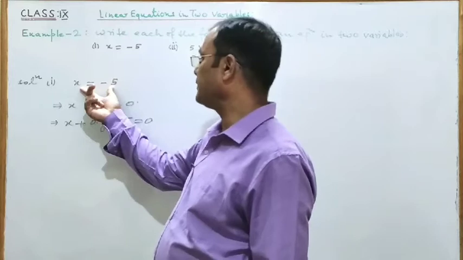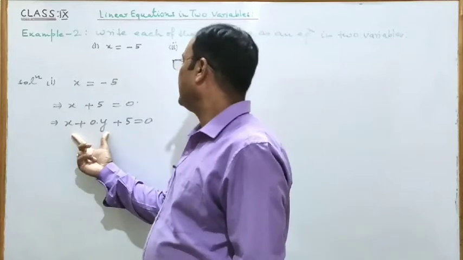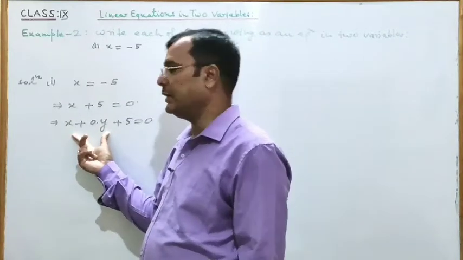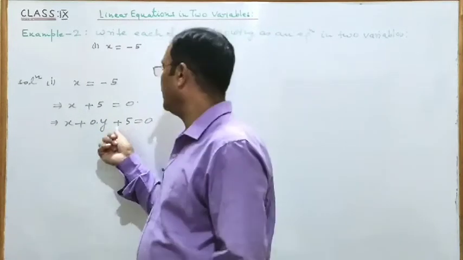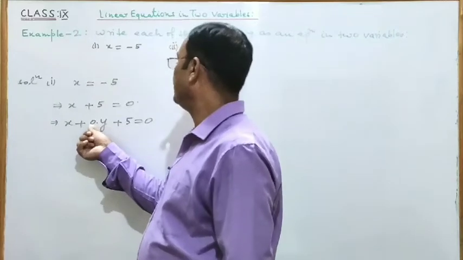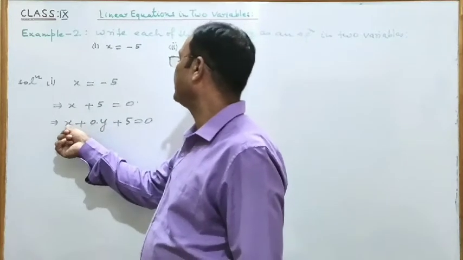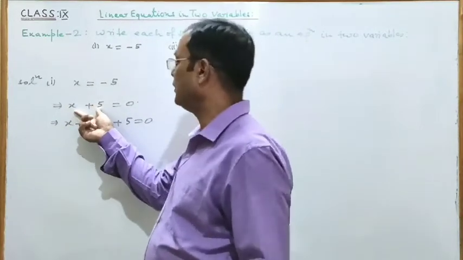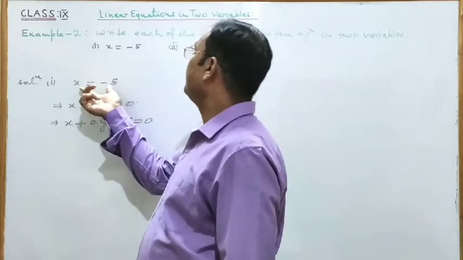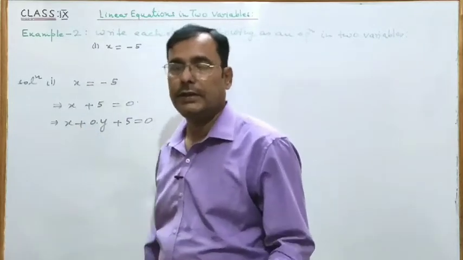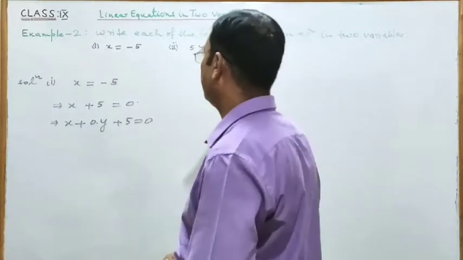x equal to minus 5 is a linear equation in one variable, which we have written as a linear equation in two variables, like x plus 0y plus 5 is equal to 0. Here the coefficient of y is 0, so 0 into any value of y will be 0, and ultimately we shall have x plus 5 is equal to 0, that is x equal to minus 5. We have only written this given linear equation in one variable in terms of two variables, x plus 0y plus 5 equal to 0.